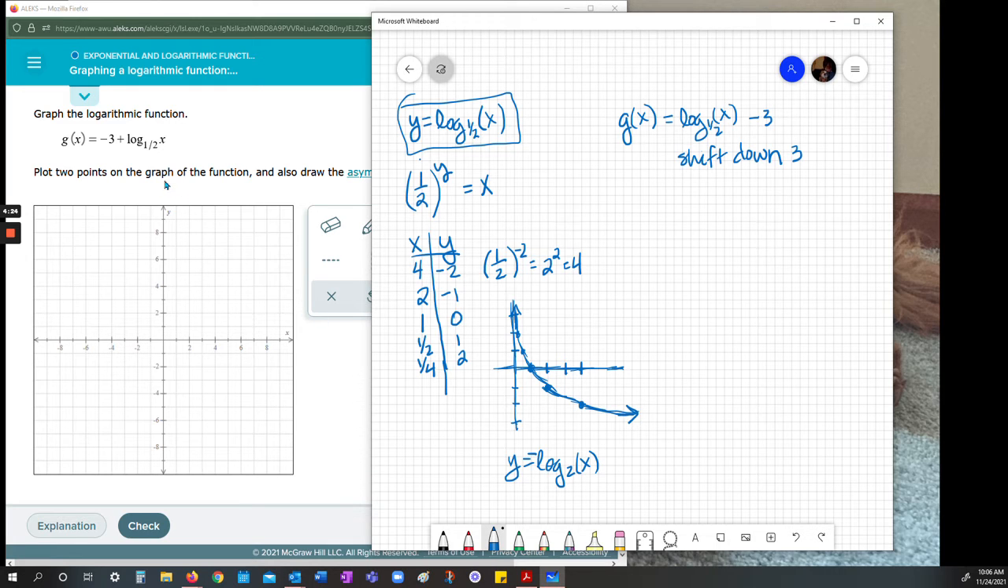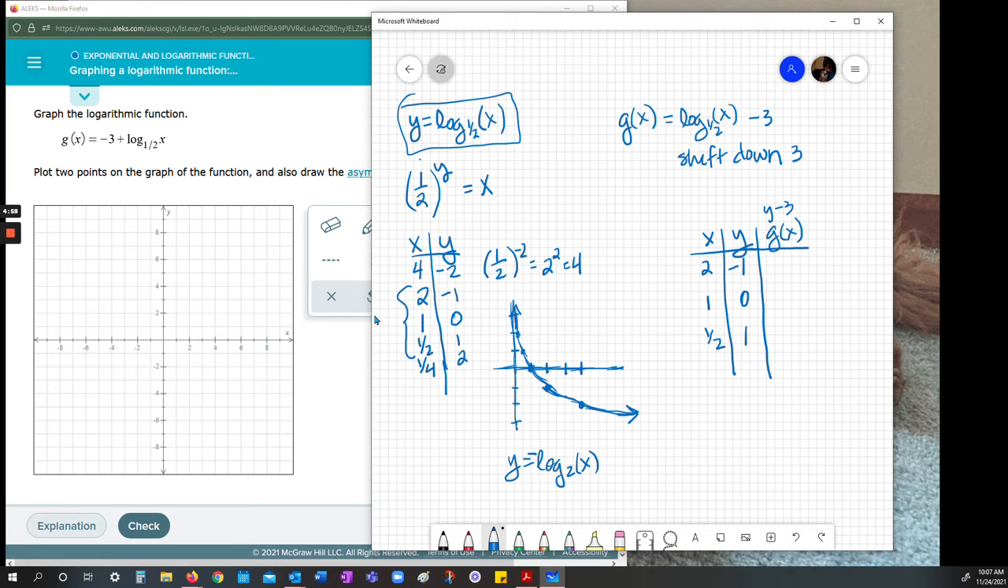Since we only need a couple of points on this graph, I'll just take these middle ones. I'm going to take x is 2, x is 1, and x is 1/2. For our g of x, this is just y minus 3, the y that we were using over here. So 2 was at -1, 1 was at 0, 1/2 was at 1.